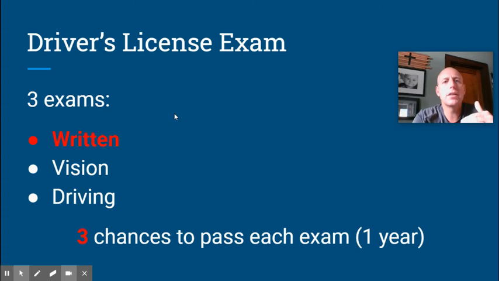With each of those three exams, you have three chances to pass them, and that's within a calendar year. From the Secretary of State's standpoint, those three chances that year begin with your date of application. That doesn't work quite perfectly in driver education because you'll actually do two of those exams before the official date of your application. Those two exams are the written exam and the vision exam.